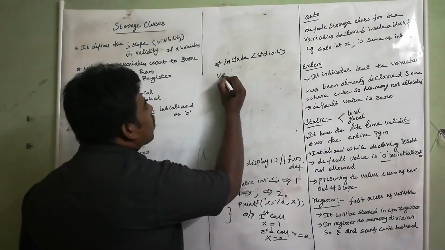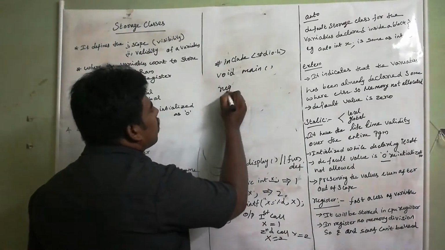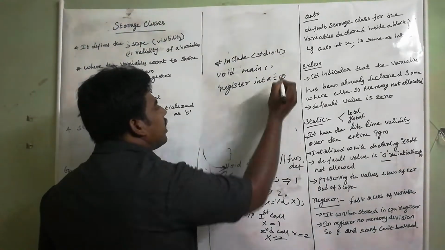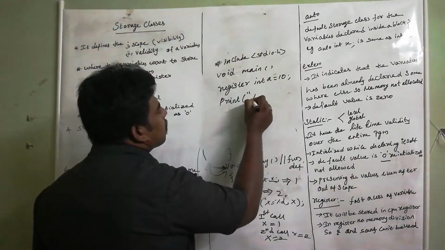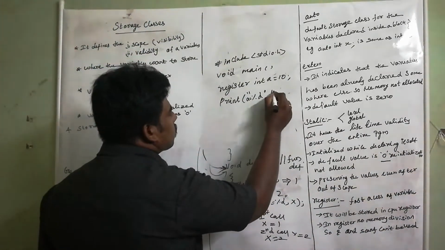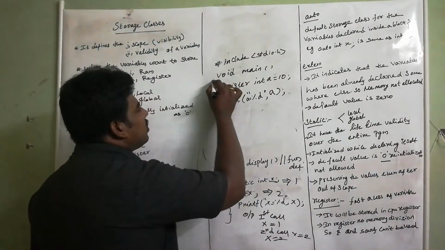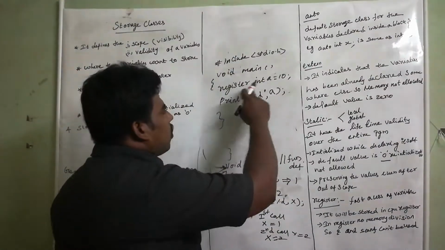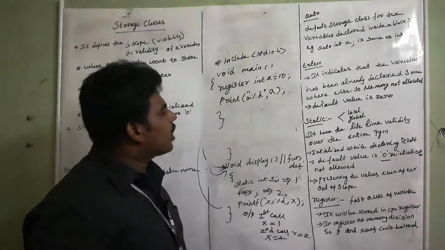So like your normal program, you write the same thing, void main. Instead of a normal declaration, you specify register int a equal to 10. Then you can print it. printf a equal to %d comma a. There is no difference in this. The only difference is that instead of storing inside RAM, you are storing inside a register. If you give many values, it will by default be stored in the RAM itself.